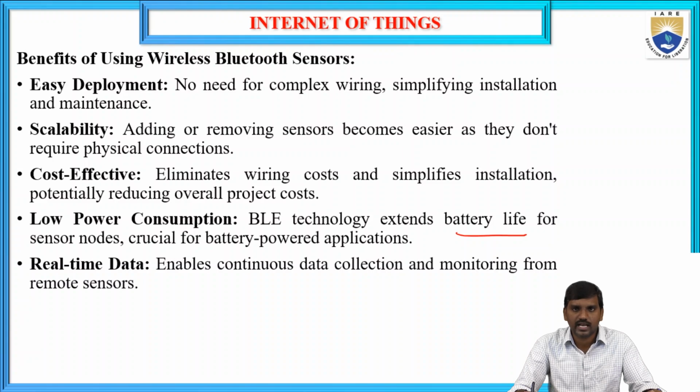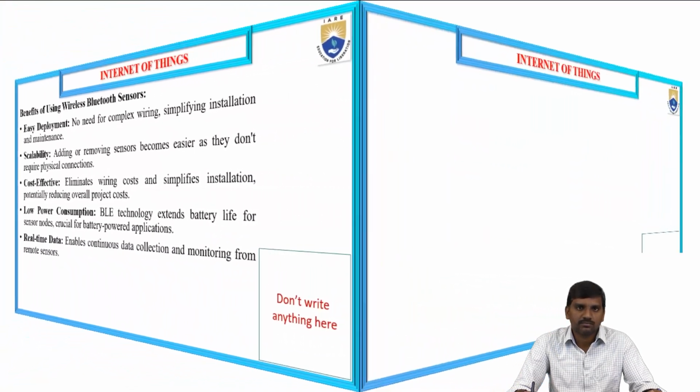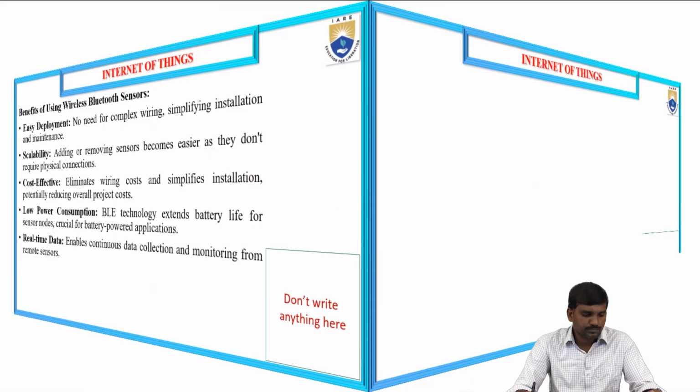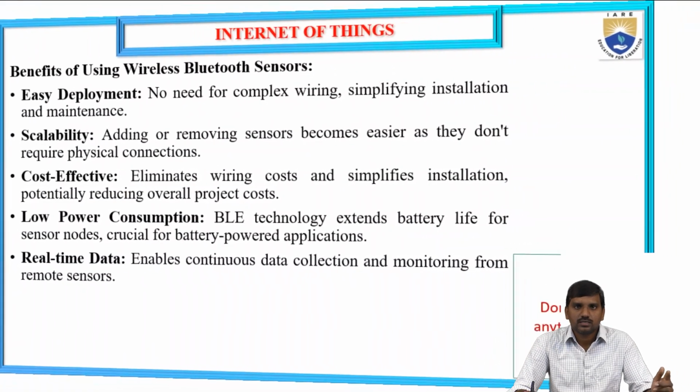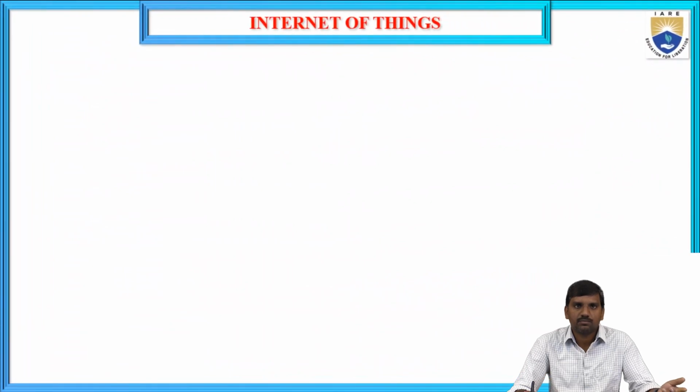And real-time data enables continuous data collection and monitoring from remote sensors, that is the real-time data. So these are some benefits of using wireless Bluetooth sensors: easy development, scalability, like that.